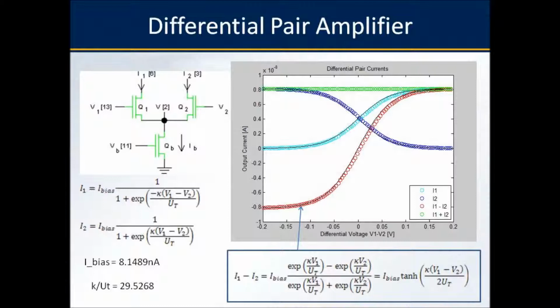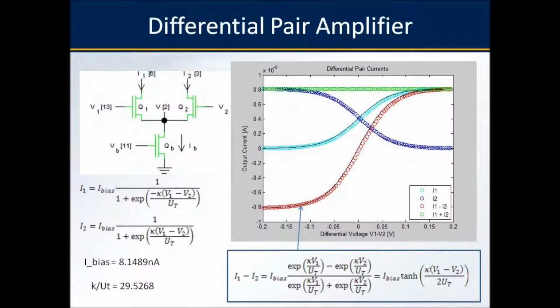We were provided another set of measured data to see how well it conforms to these expressions. The light blue and dark blue curves represent the currents through the left and right transistor and are each fitted with the functions to the left. And as you can see, it fits quite well. We can get a value for kappa over UT by noting that near where the differential input is 0, the curves are linear, so we can fit a linear line to it.